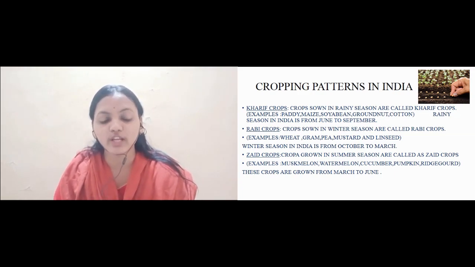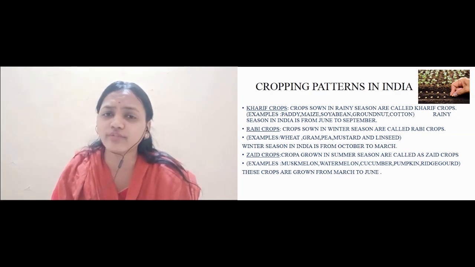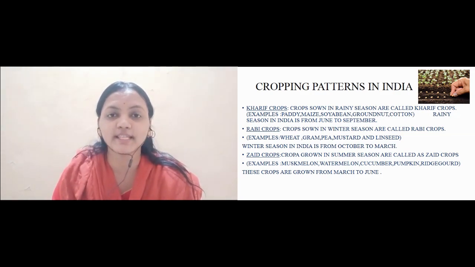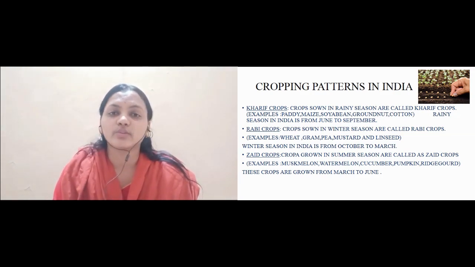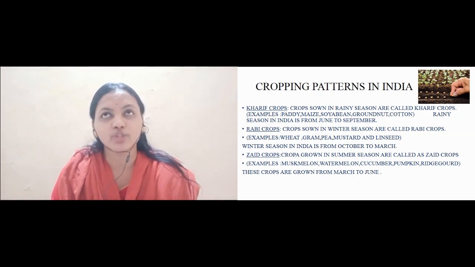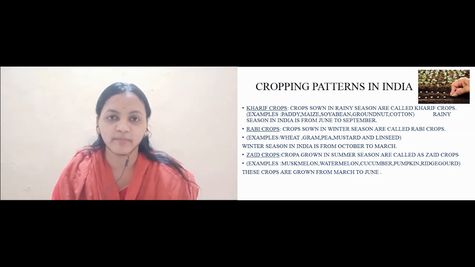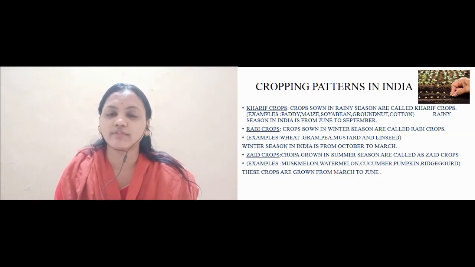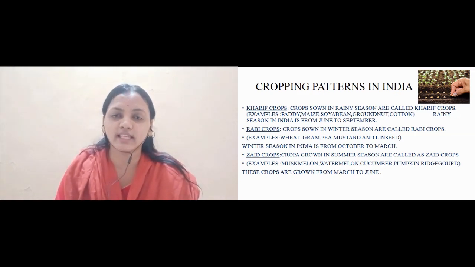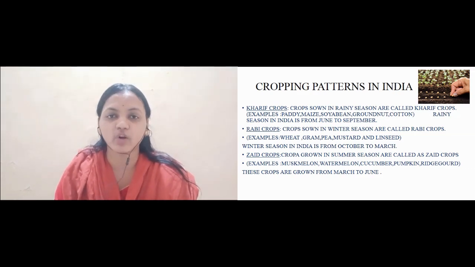And what is the duration of the rainy season in India? The duration is from June to September. In this period, we sow the seeds of Kharif crops.